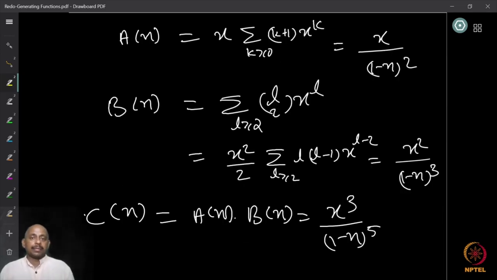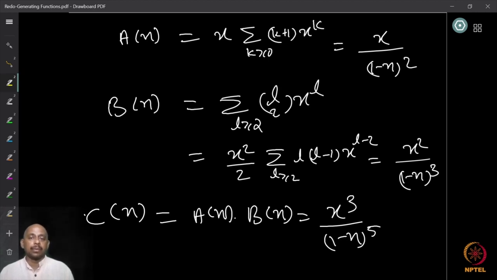So what is A(x)? A(x) is x into summation k greater than or equal to 0, (k plus 1) x raised to k, because I take one x outside, and this we already know. Summation (k plus 1) x raised to k is 1 by (1 minus x) whole square, and then with the x outside I get x by (1 minus x) whole square.